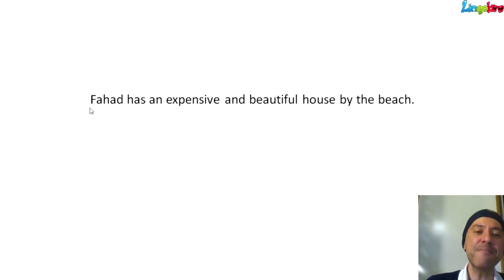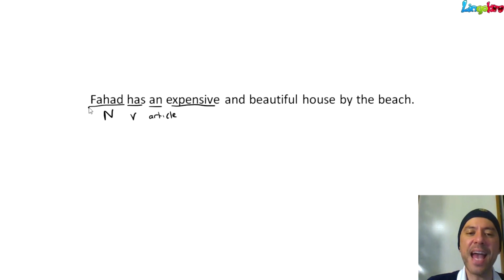Fahad is a noun. Later on, you're going to learn that names of people are different kinds of nouns. But for us right here, we're just going to call it a noun. Has is a verb. An is an article. Expensive is an adjective. And is a conjunction. Beautiful is also an adjective. House is a noun. Okay?